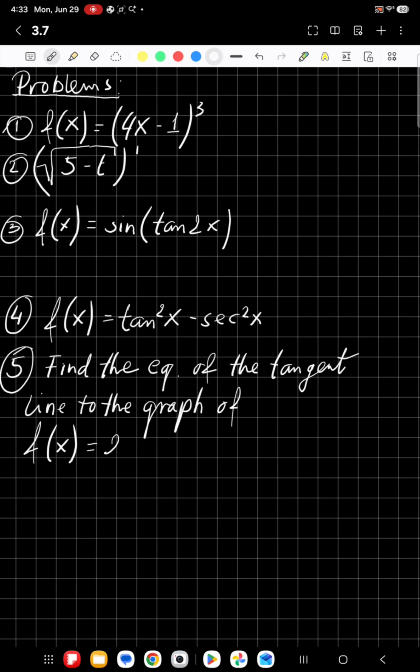To the graph of, here's the function. So 26 minus secant to the third of 4x. And the point is (0, 25). Okay, so that's problem number 5.